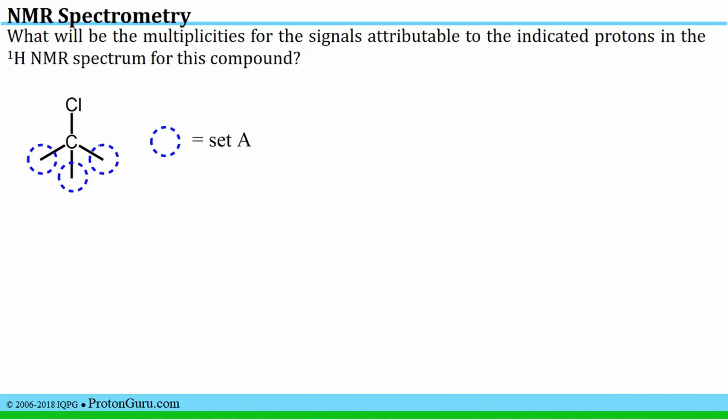Now if you look at the carbon that is the neighbor to those methyl group carbons, this carbon does not have any protons on it. And remember that the multiplicity equals n plus 1.